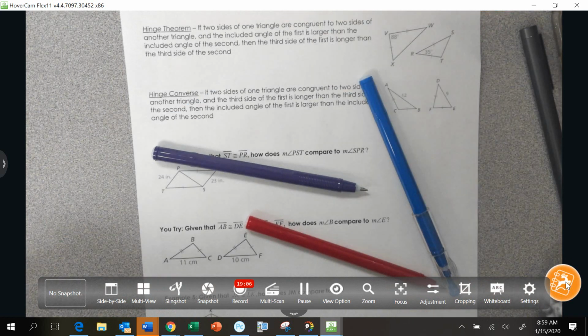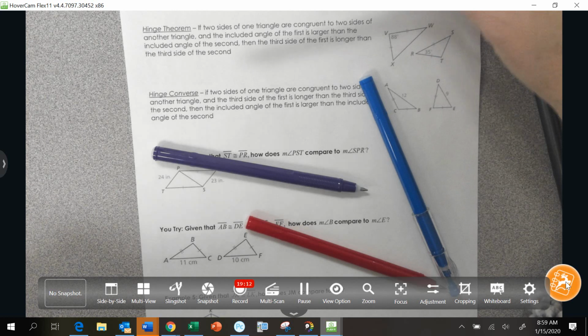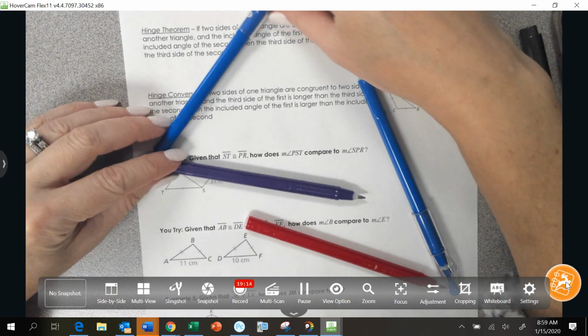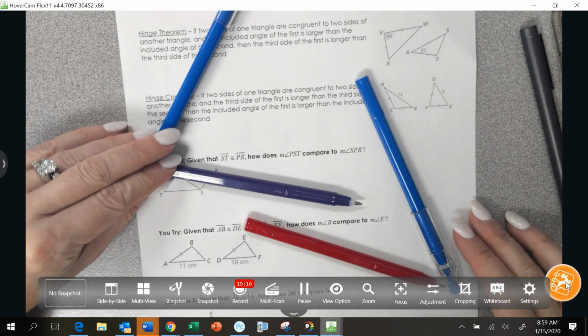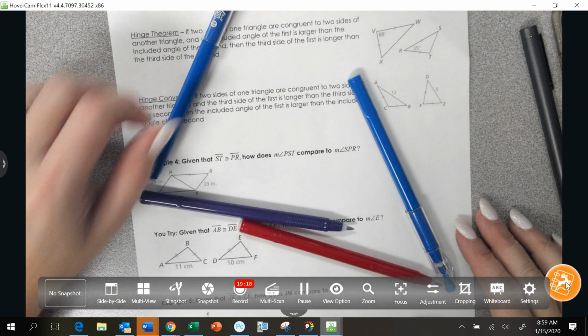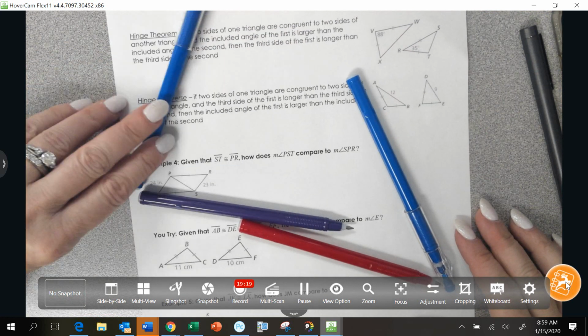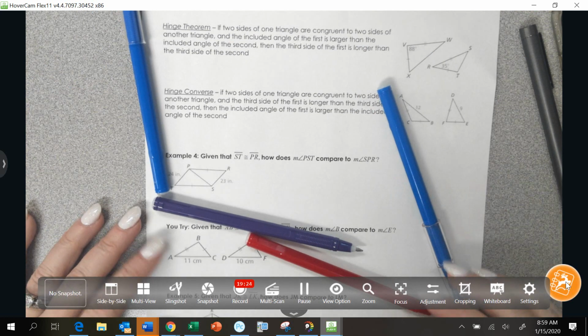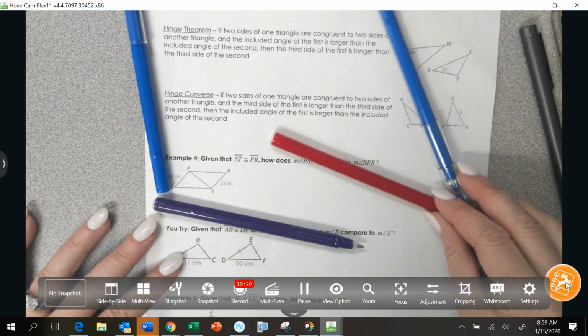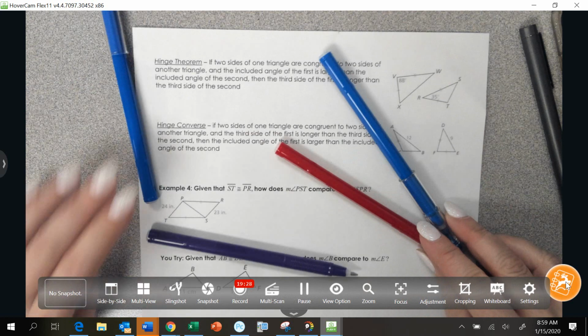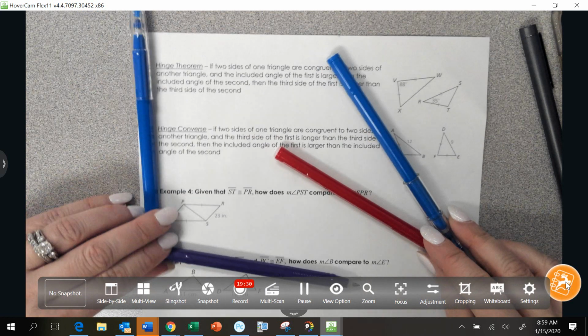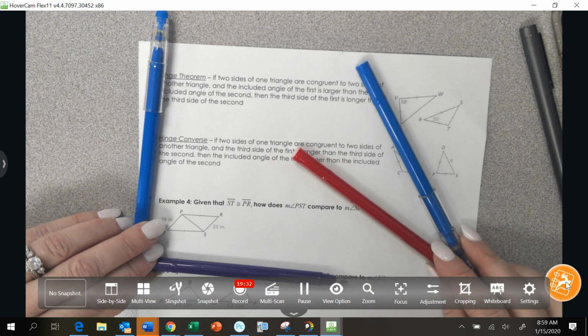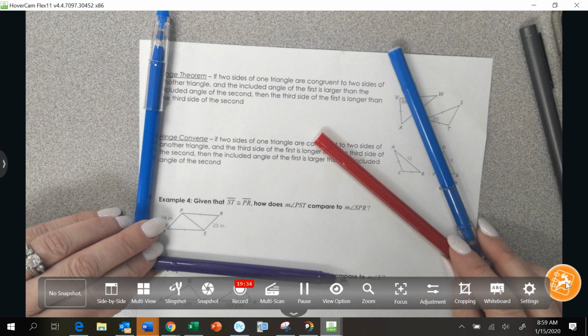And the included angle of the first is larger than the included angle of the second. So the angle between these is bigger than the angle between my red and blue ones. Here, I'll make it really bigger. Is this zoomed out enough? Probably not. Okay, is that good? All right, tell me about the side.